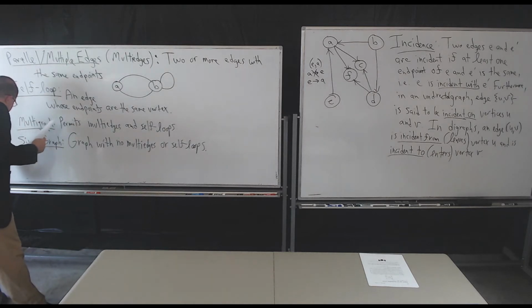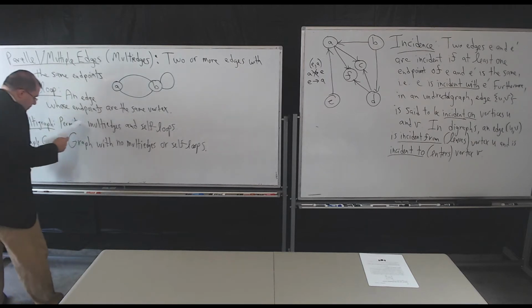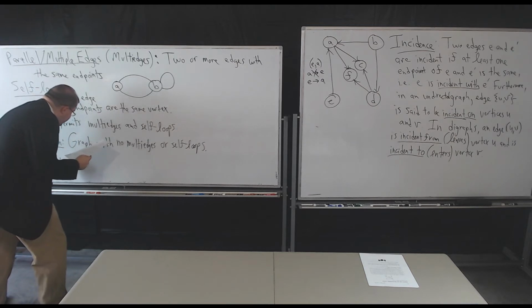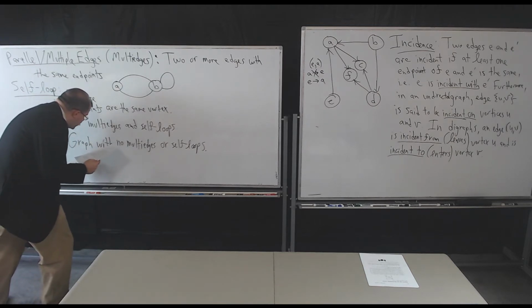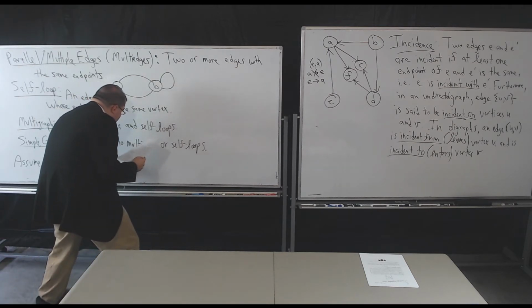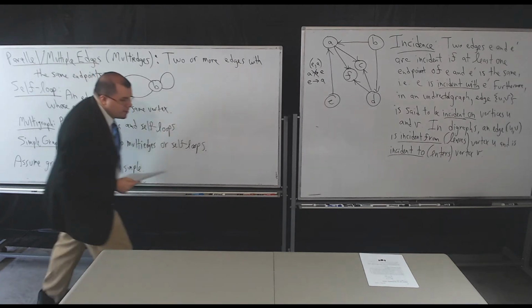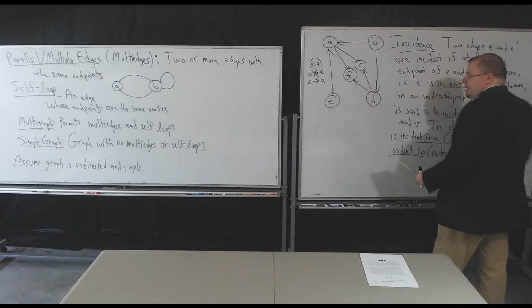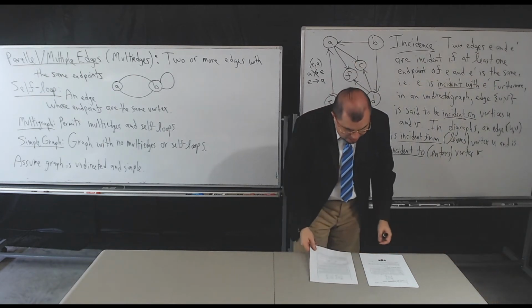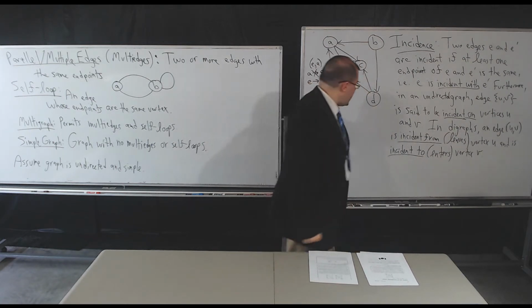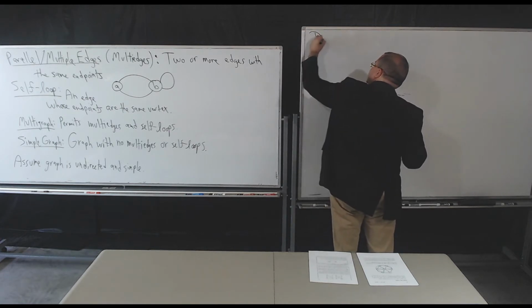So, unless otherwise stated, we're going to assume that the graph is undirected and simple. So unless I bring up some other point, whenever I talk about a graph, just assume we're talking about an undirected graph that is simple. Okay? So next we're going to talk about degrees.